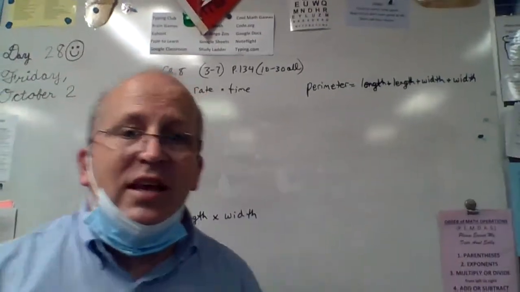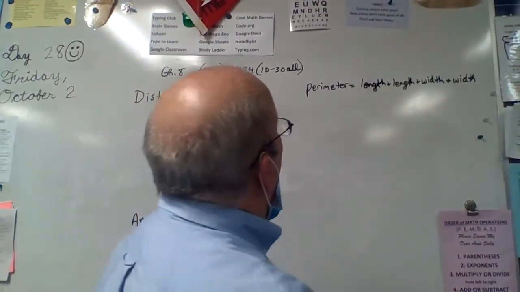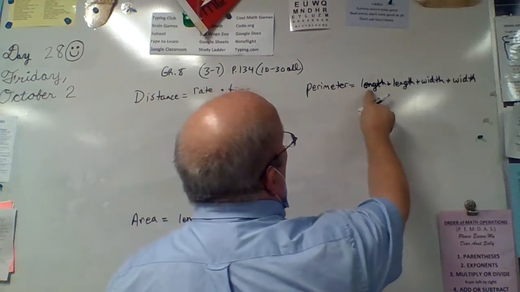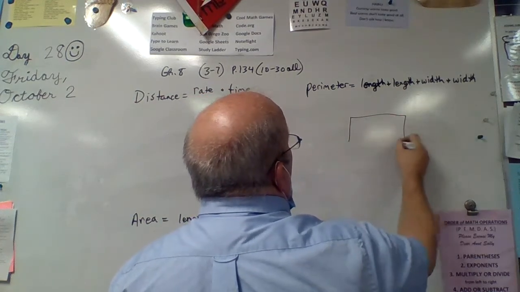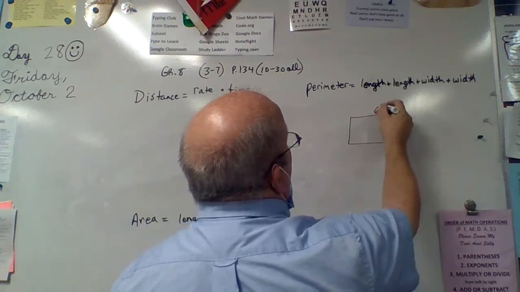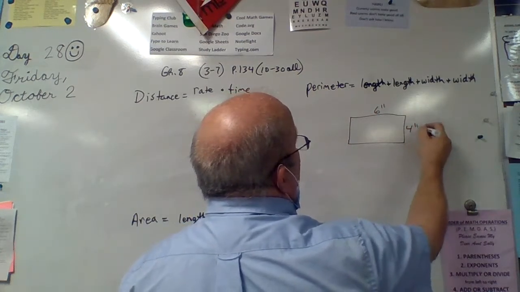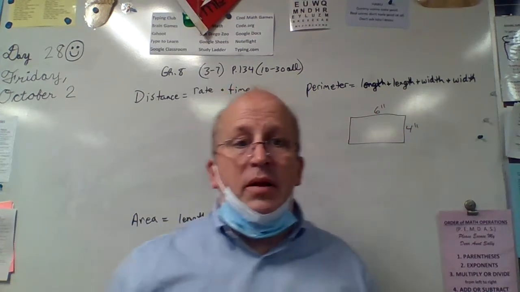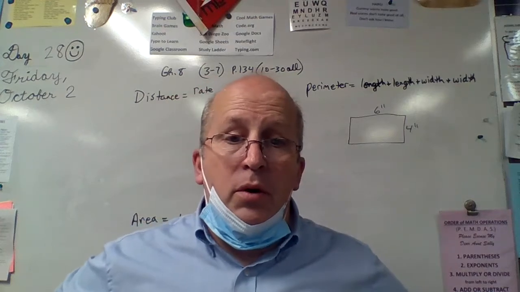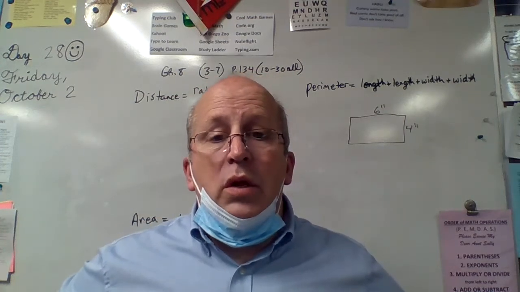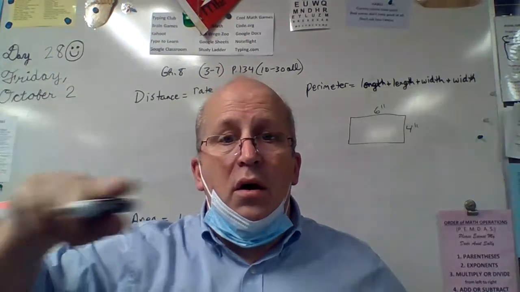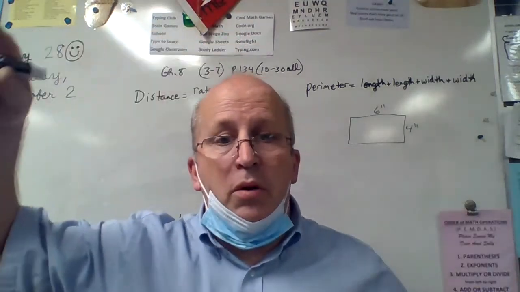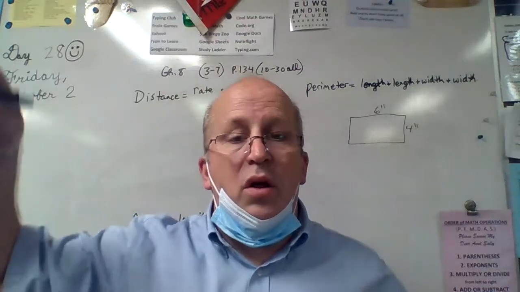The first one is easy, I think, because you've had it a lot in the past. Perimeter equals length plus width plus length plus width. If I have a rectangle with a length of 6 inches and a width of 4 inches, and somebody says, find the perimeter of that rectangle, what they're really asking for is, how far is it all the way around the rectangle? Perimeter is the distance all the way around the rectangle.